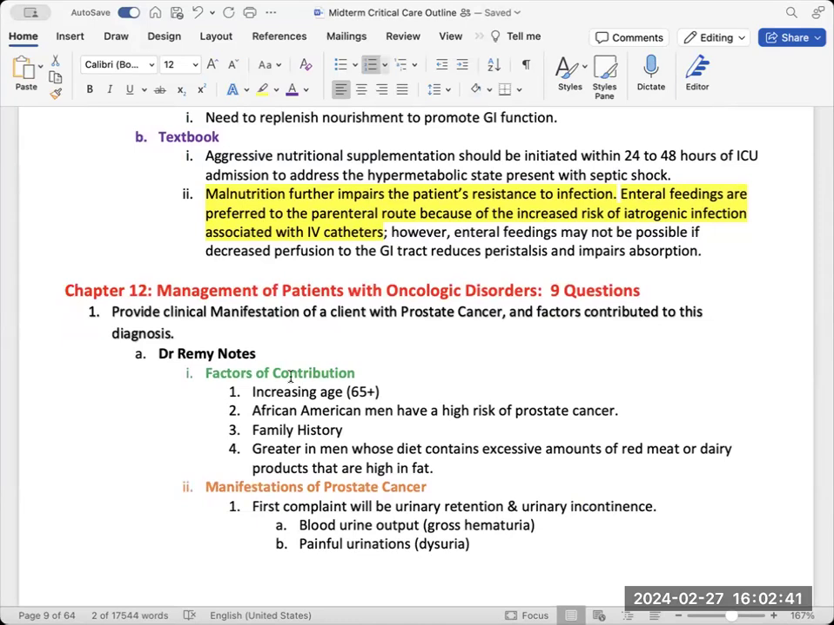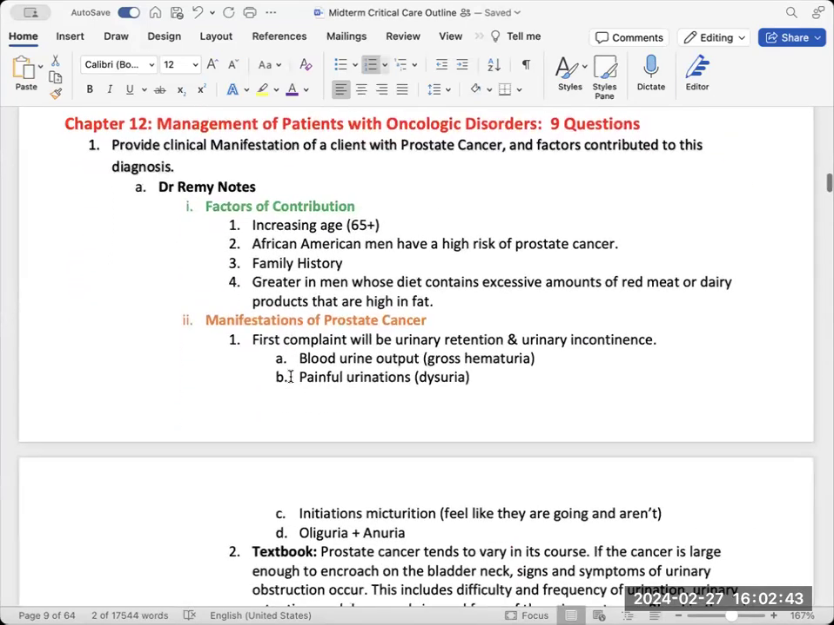Okay. So now we're on chapter 12, which is management of patients with oncological disorders. The first question is to provide clinical manifestations of a client with prostate cancer and the factors that contribute to this diagnosis. This is where I start moving things around with the questions, but all the questions are still there. So when we're talking about prostate cancer, the first thing I want to talk about is the manifestations.